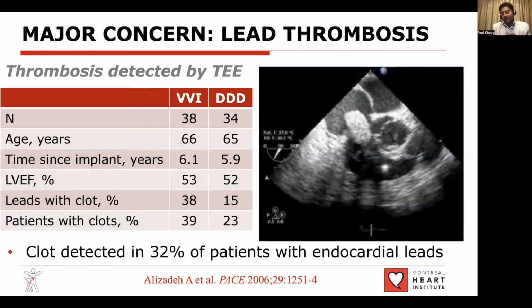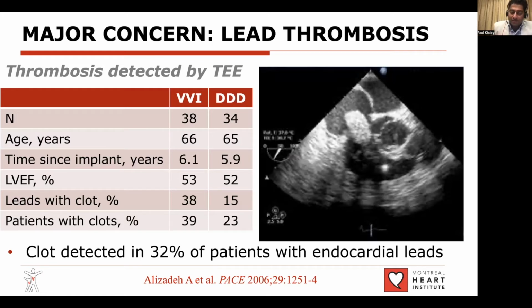I mean, if you look at this case series of transesophageal echocardiography in patients with endocardial leads, clot is detected in 32% of patients. And the mechanism is thought to be predominantly related to a foreign body type reaction with inflammation, fibrosis, and thrombus that then propagates along the lead. But there can also be a component of endothelial injury due to the lead and also of increased blood turbulence due to that lead.